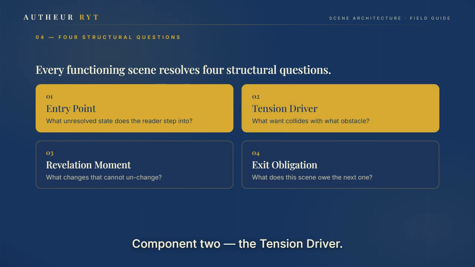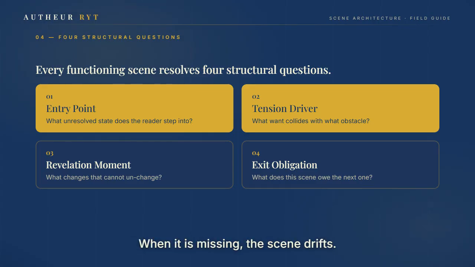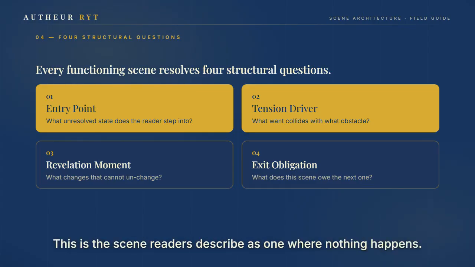Component 2, the tension driver. The question: what want collides with what obstacle? This is the engine. A character wants something, and something stands in the way. Right now, inside this scene. When it is missing, the scene drifts. This is the scene readers describe as one where nothing happens.